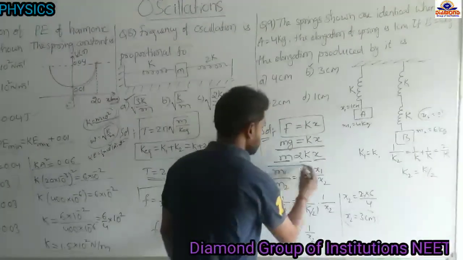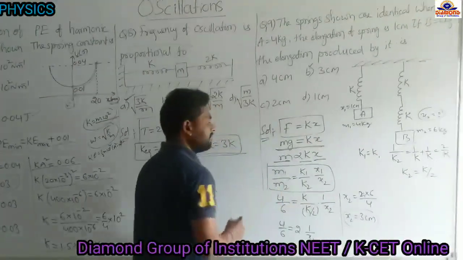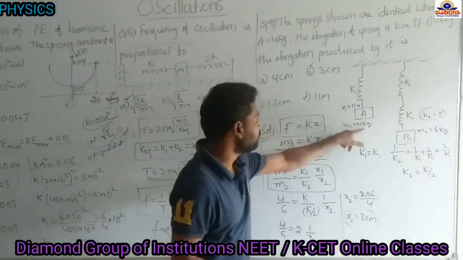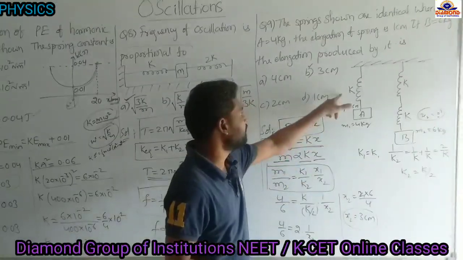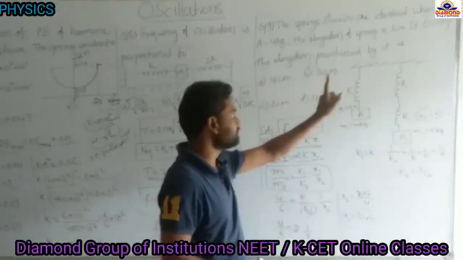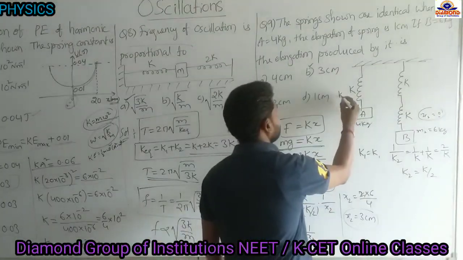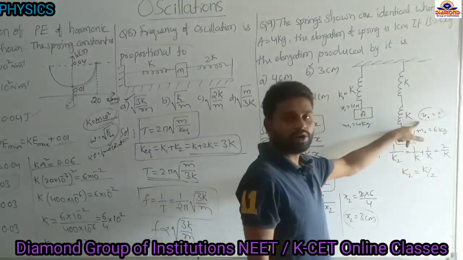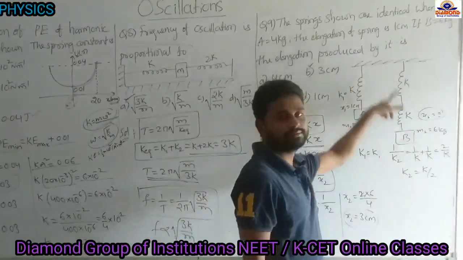From this we can write M1 by M2 equal to K1 by K2 into X1 by X2. Easily we got it. So M1 value is 4 kg, X1 value is 1 centimeter, K1 value is K only, because only one spring is there, so K1 equals K. And next, M2 value is 6 kg, X2 value we have to find, and K2 value we have to find here.